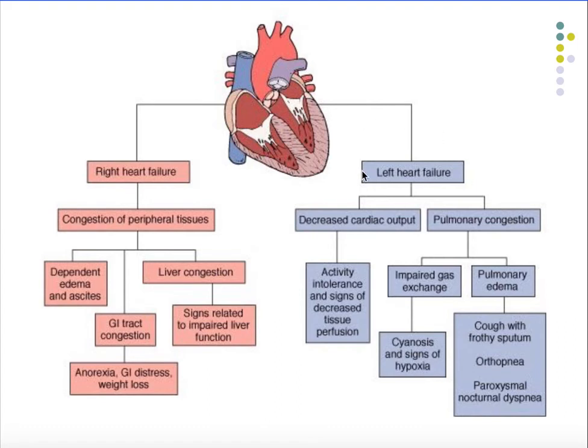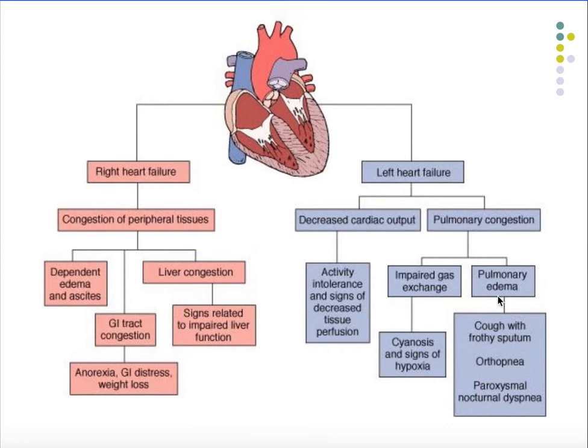When the left side of the heart fails, we are not sending blood out to the body like we should, so we have decreased tissue perfusion. Our tissues are not getting blood. We'll also see blood backed up in our lungs, so pulmonary congestion. That will impair gas exchange, leading to cyanosis and signs of hypoxia.